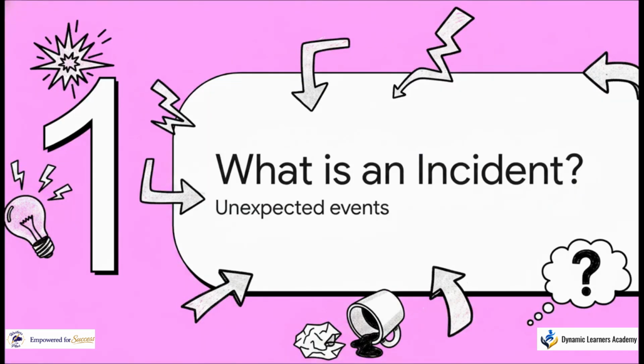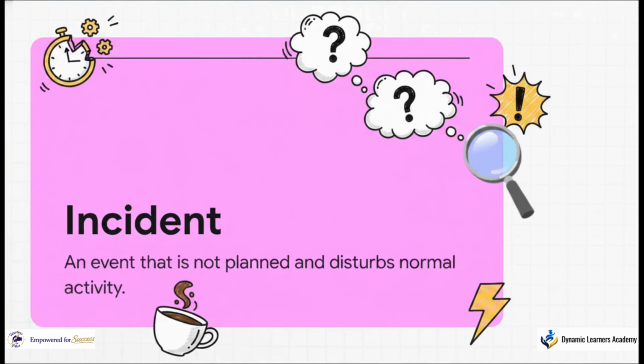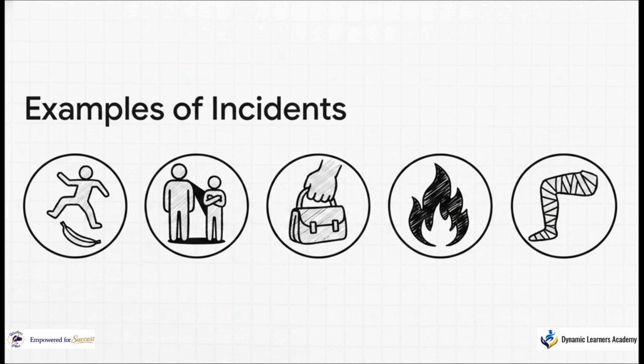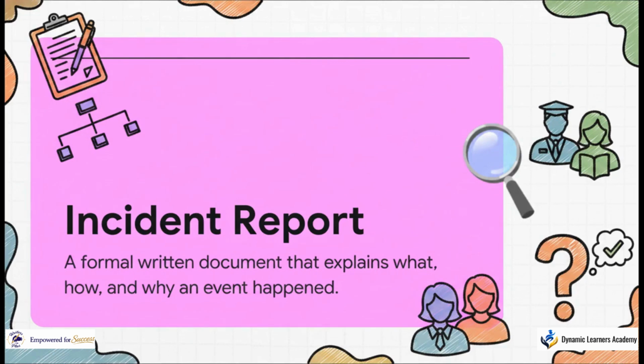What exactly is an incident? Before we even pick up our pencils, we really need to understand what counts as an incident. Basically, an incident is simply an event that is totally unplanned and it completely disrupts our normal everyday activities. It's that moment that just interrupts our day. So, what does that look like in real life? Well, it could be an accident on the playground. It could be bullying, theft, maybe even a fire, or anytime someone gets injured. When unexpected stuff like this happens, that is exactly when we might need to sit down and write an incident report.